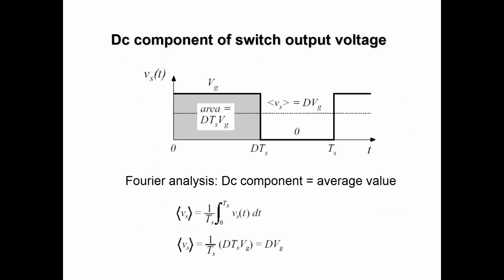And when the switch is connected at position 2, the load gets 0 voltage. So when we take the Fourier series of this area, we get a value of dVg, which is the average voltage of this area.